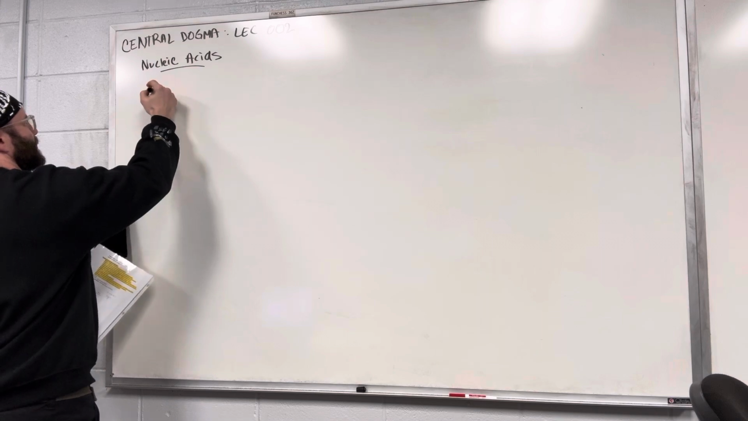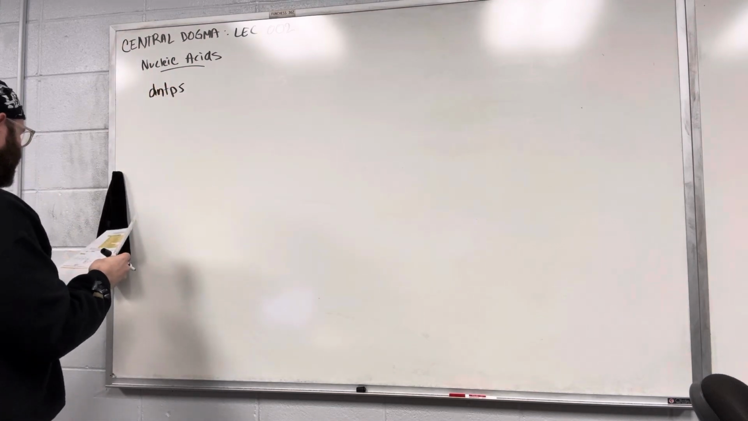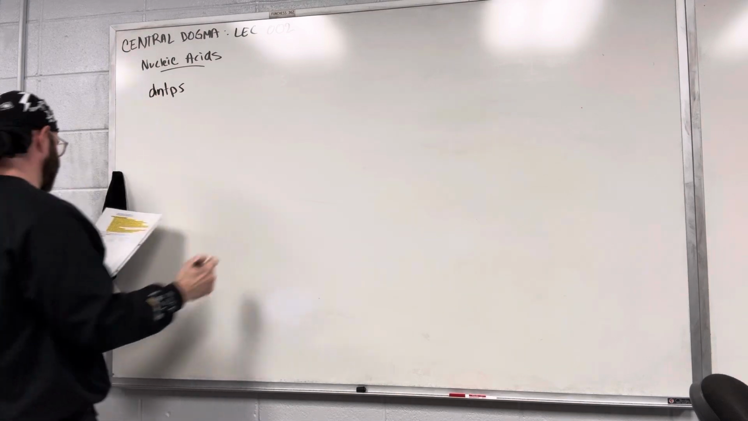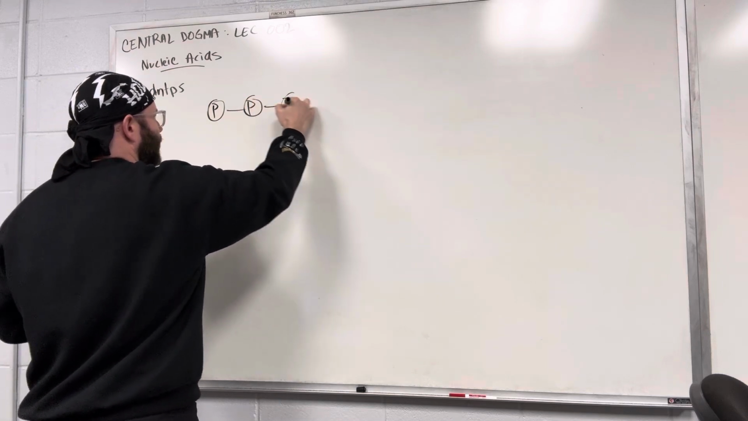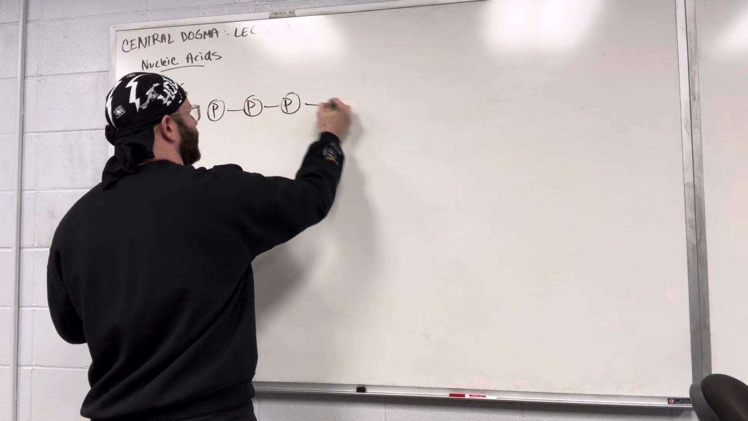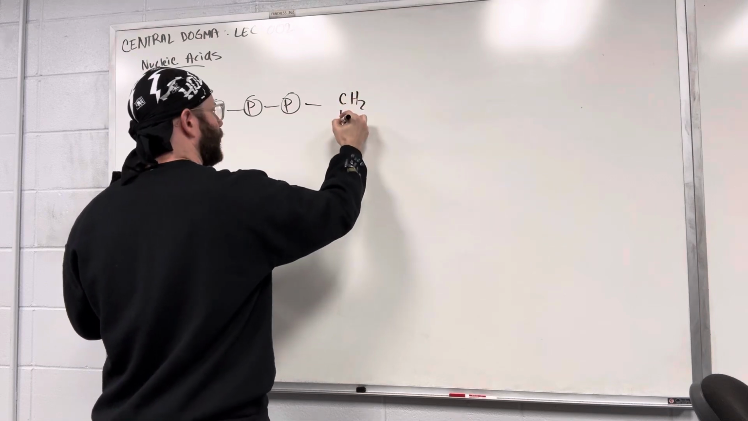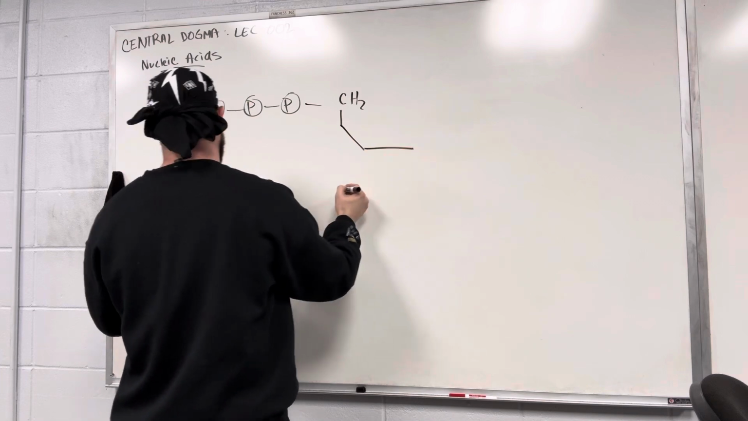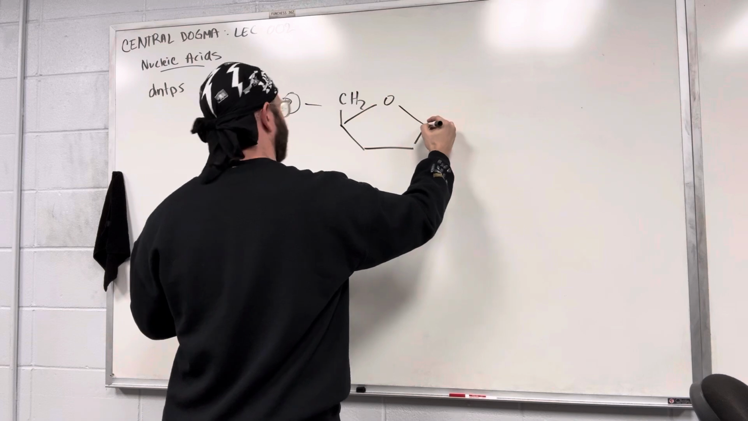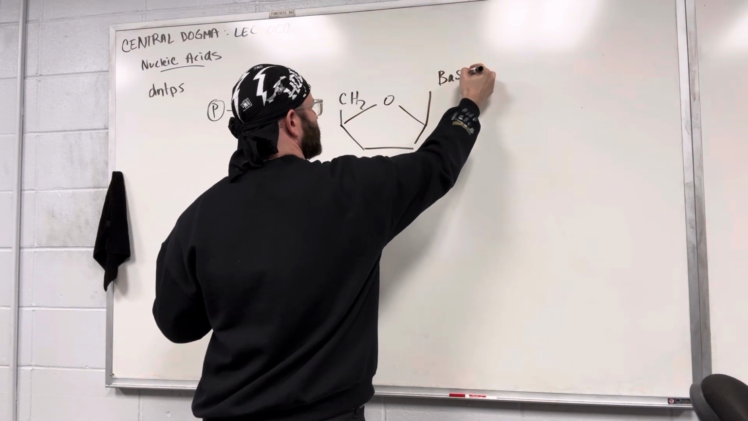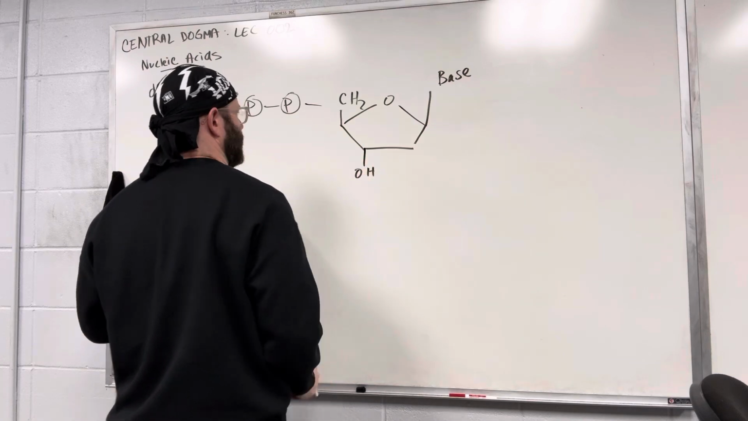What goes into this is called dNTPs, deoxynucleotide triphosphates. So they look like this. They have 3 phosphates. There is a 5-carbon sugar that looks like this, with a base up here and oxygen here.